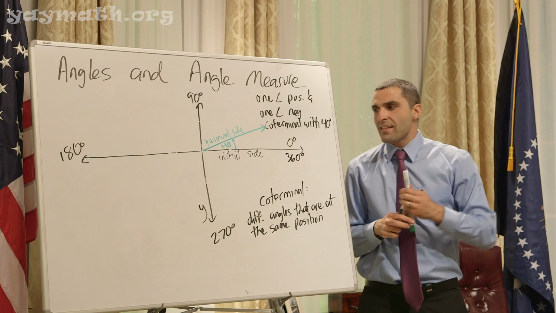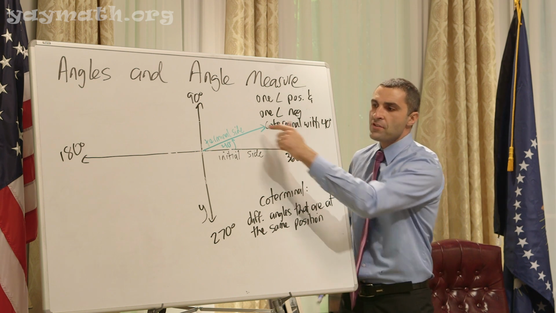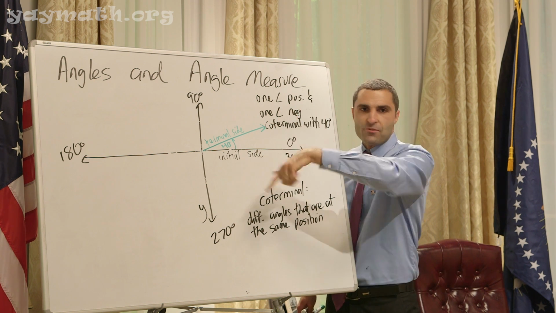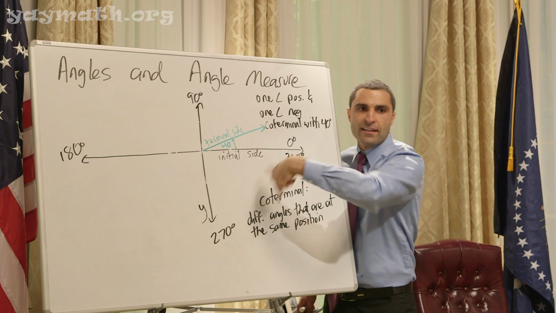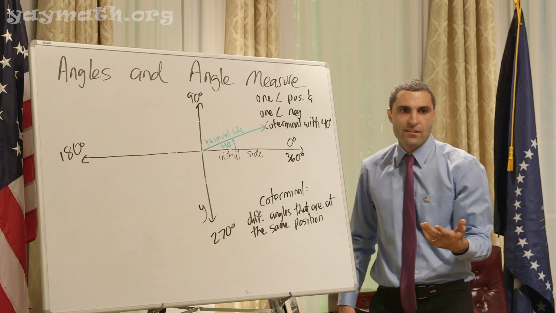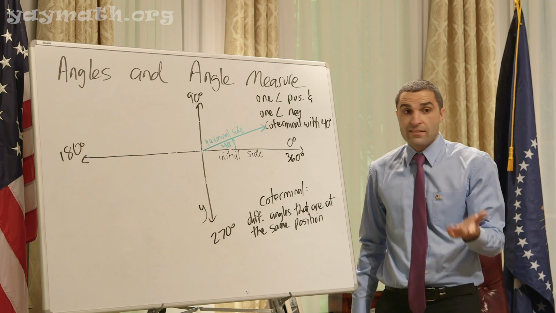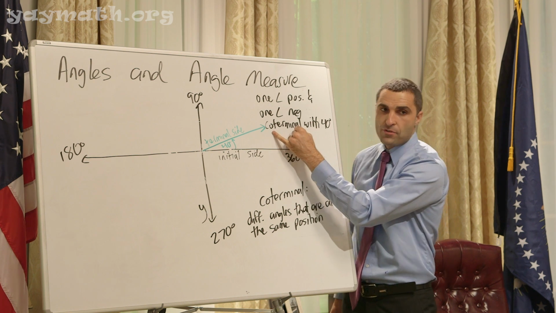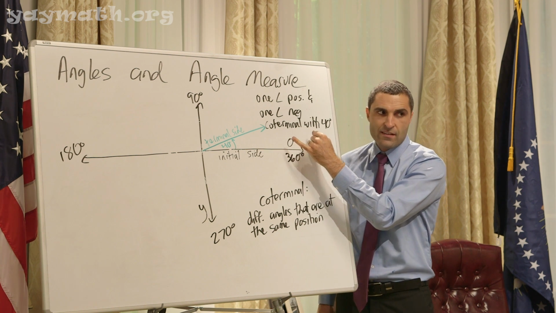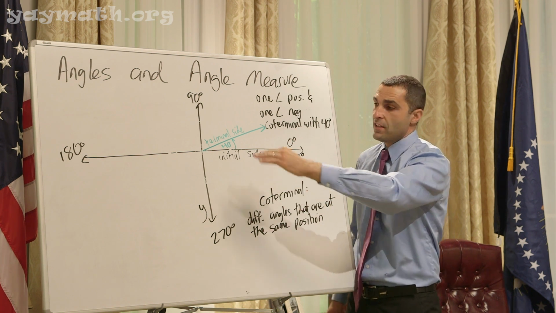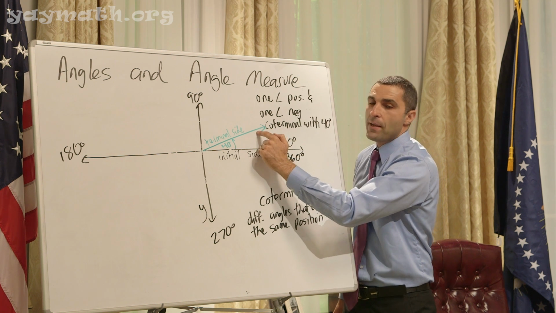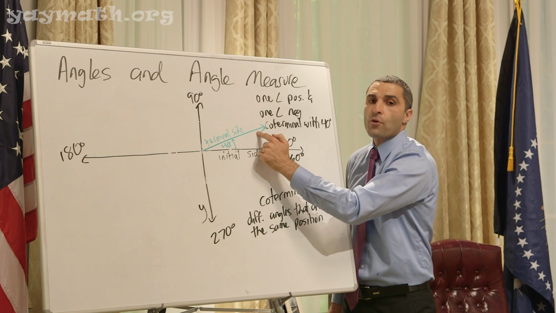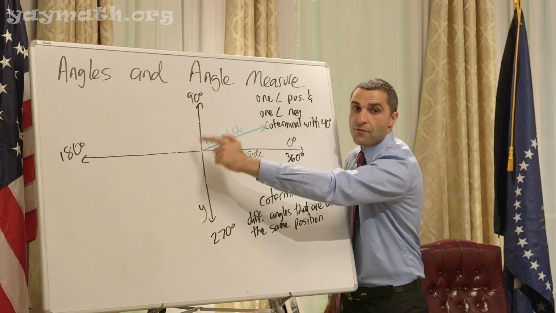Coterminal, once you get it, is really straightforward. You start wherever you are, and you add 360, subtract 360, add 360 again and again. That's coterminal. So it matters how many times you go around? It doesn't matter. As long as you end up back where you started, that is coterminal. Does that make sense? Yeah. So what would 360 away be from 40? 400. Because you add 360 to 40.